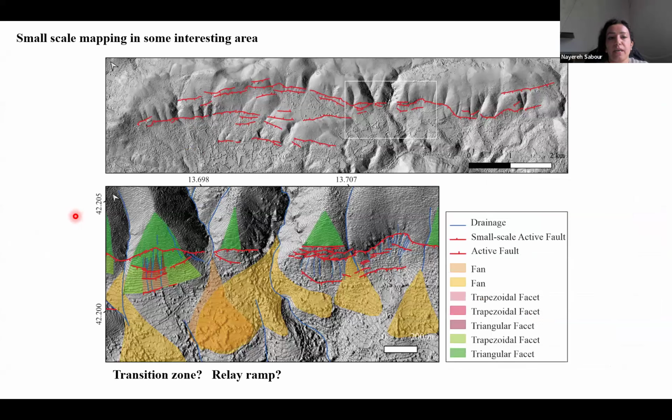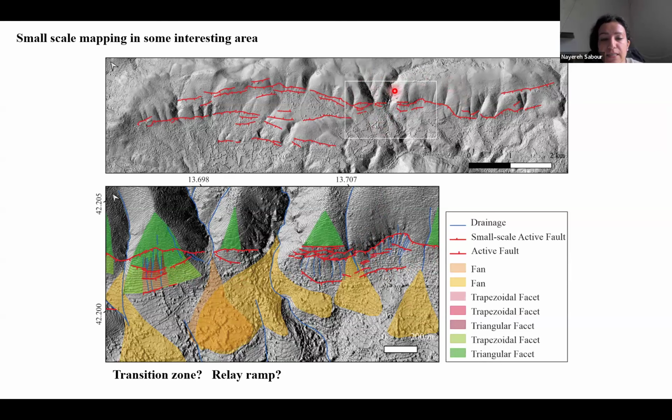And there is some interesting area with very special morphological features. For example, the big gully with a deep subsidence, and the smaller scale fault trace with a smaller scale facet, a smaller scale drainage, and we focus on this part.